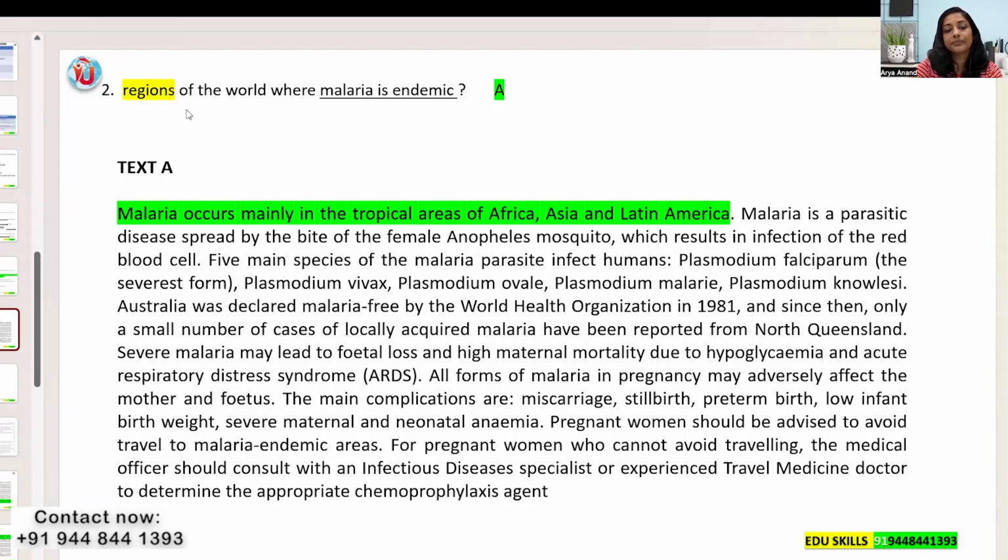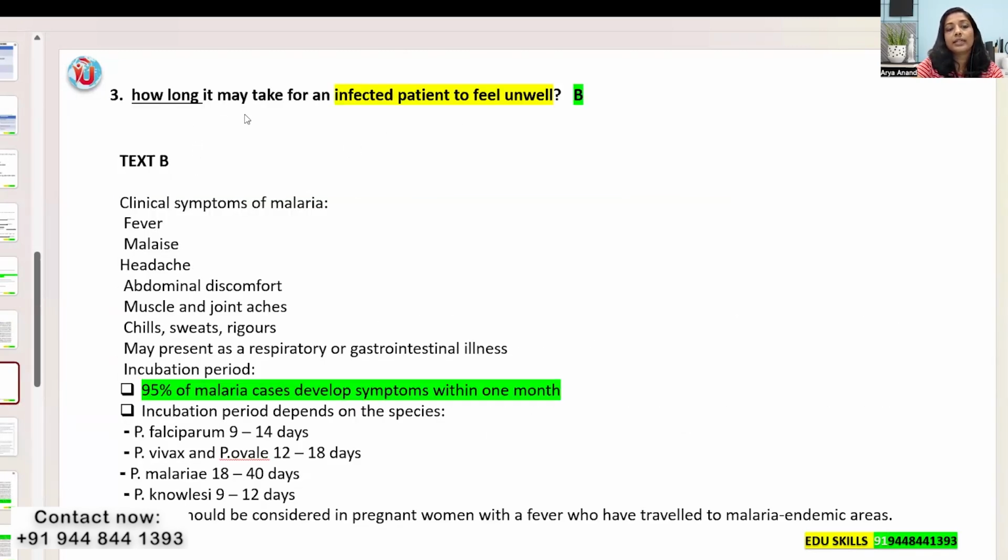So regions. You can say the answers now. A. Text A. Yes, why? Malaria occurs mainly in the tropical areas of Africa, Asia, and Latin America. They have mentioned it clearly, because when we read text A, we read regarding the places, right? The tropical regions, Africa, Asia, Latin America. So the text A. Then, how long it may take for an infected patient to feel unwell?